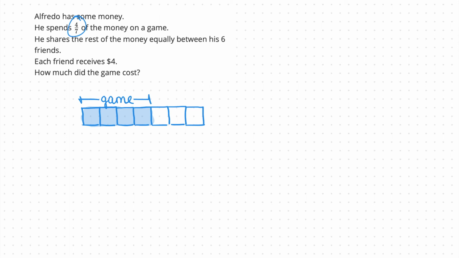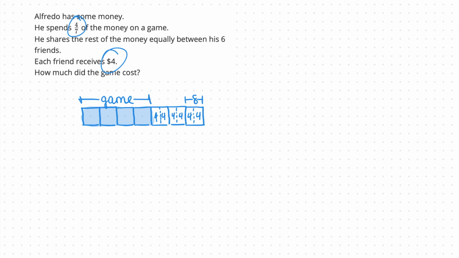And then the next part of the question says he shares the rest of the money equally between 6 friends. So I have 3 pieces left, but I could make this 6 pieces left if I split all of these in half. So this is now going to be 6 pieces, and each friend receives 4. So this is 4, 4, 4, 4, 4, and 4. And that means just one of these pieces is 8.